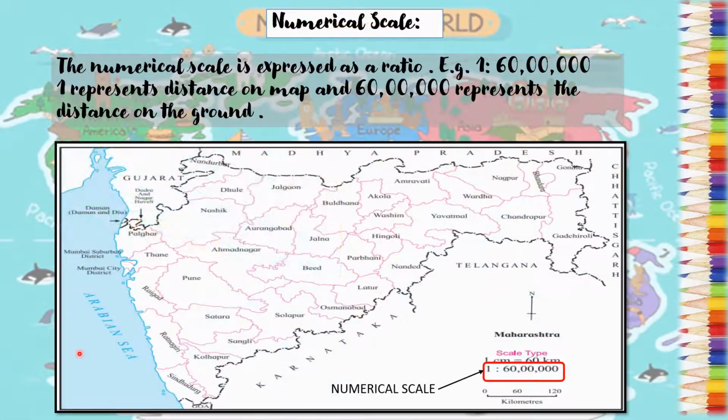So students, the next one is the numerical scale. Now numerical scale is expressed as a ratio. Example, 1 is to 60 lakhs. Students, you all can see here in the map, 1 is to 60 lakhs. The 1 represents distance on a map and 60 lakhs represents the distance on the ground. This is 60 lakhs times the map distance. It is also known as representative fraction. In this scale, only numbers are used. In this method, there are no words used indicating measurement.